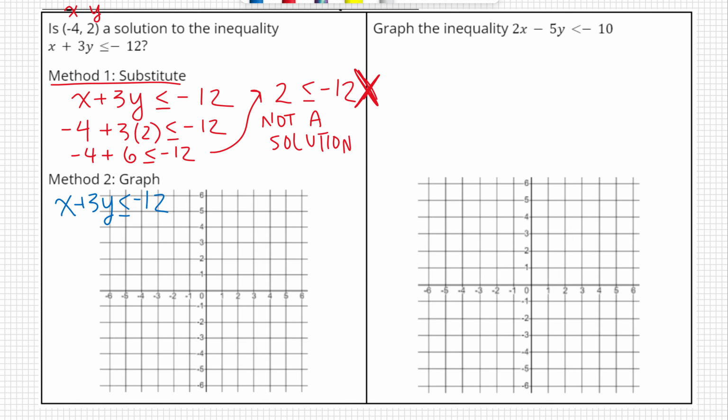Then to get y all by itself, I'm going to undo the multiplying by 3, so divide both sides by 3. Then I would have y less than or equal to negative x divided by 3, that's like negative 1x divided by 3, so negative 1/3 x. Negative 12 divided by 3 is negative 4. Now I have this in slope-intercept form, and I'm going to start by graphing a line: a slope of negative 1/3 and a y-intercept of negative 4. So y-intercept of negative 4, slope of negative 1/3, so down 1 to the right 3.